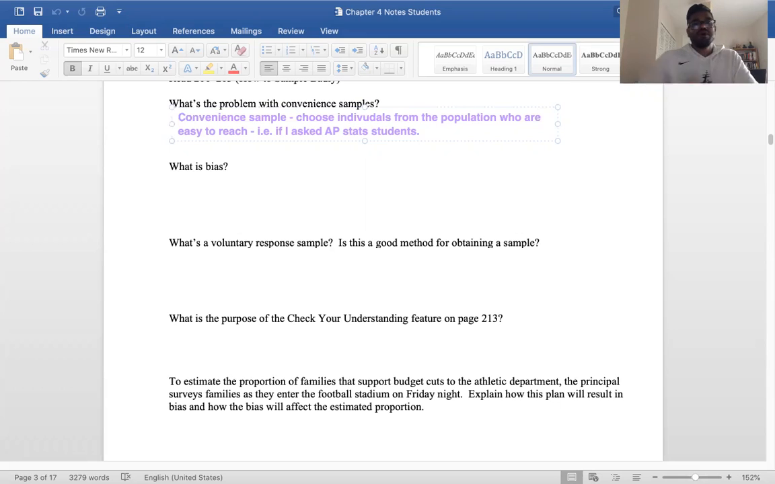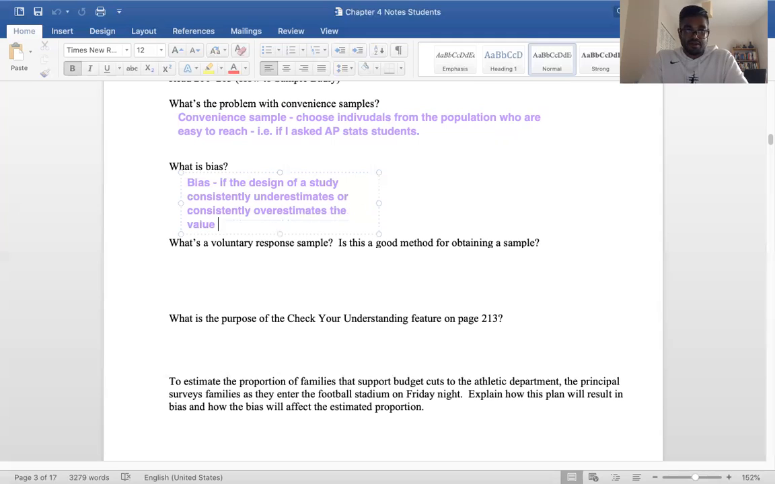And so now what happens when you have these poor sampling techniques, you get something called bias. And a bias is if the design of a study consistently underestimates or consistently overestimates the value you want to know.